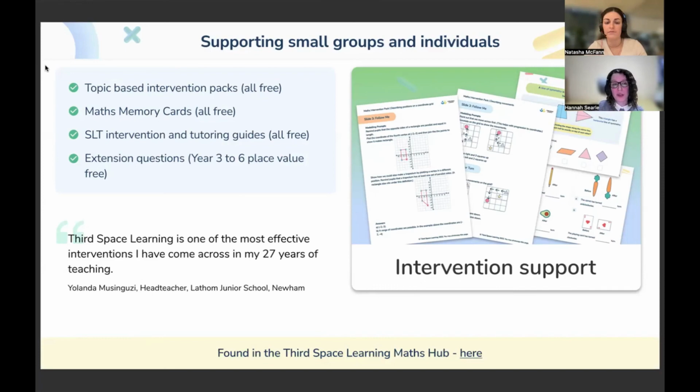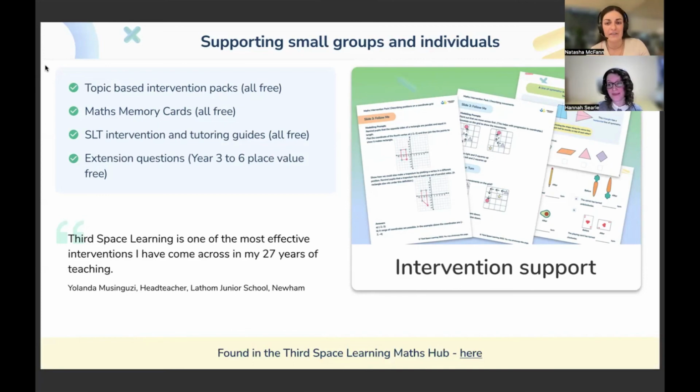And then one that was new for last year is our extension questions. If the topic-based intervention packs are more for those pupils who maybe have gaps, who are struggling a little bit, the extension questions are for those pupils who need just a bit of a stretch. Again, you could use these in class during interventions, but the idea is that they are topic-based and they are really there to draw out the knowledge of those pupils who need to be stretched.